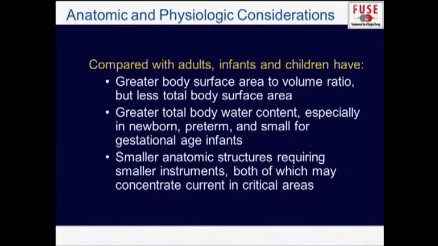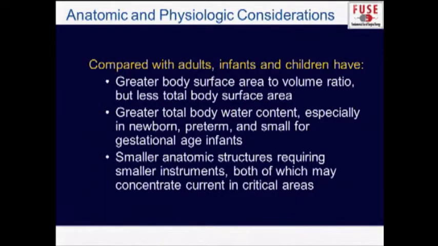When compared with adults, infants and children have a greater body surface area to volume ratio, but they have less total body surface area. So what this means, less total surface area, means less room for all of your monitoring devices, dispersive electrodes, and other things that you need to have on the patients. What it also means is that areas of high resistance tissues are located in close proximity to tissues of low resistance, so the path for your current may be much less predictable than it is for an adult.